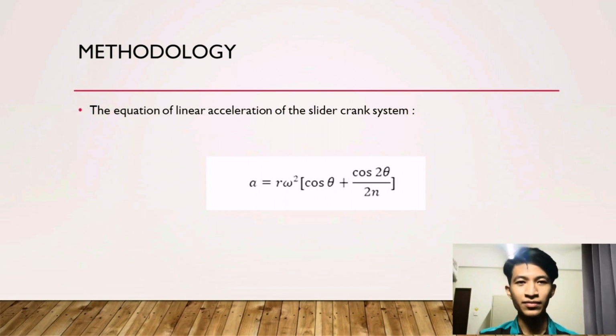The linear acceleration for the crank system was calculated using the formula A = Rω²(cos θ + cos 2θ / 2n), where A is the linear acceleration of the piston, R is the radius of the crankshaft, ω is the angular velocity, and n is the ratio of the connecting rod to the crank rod.